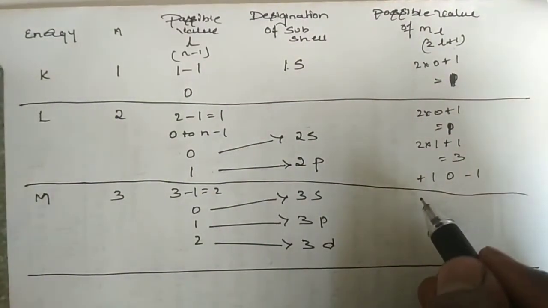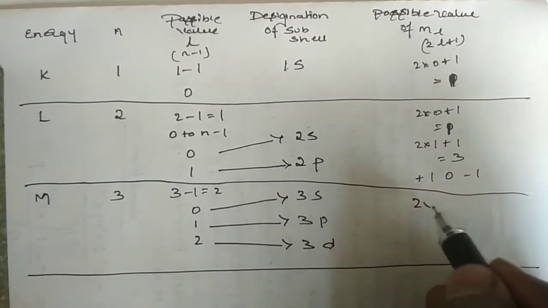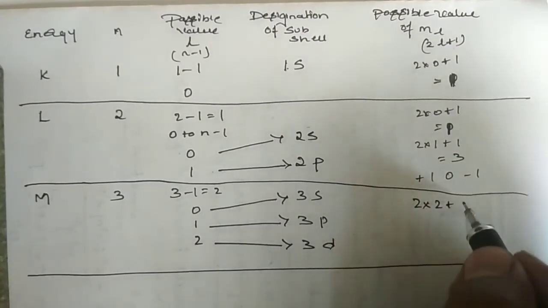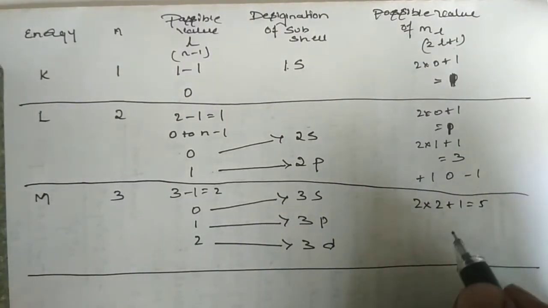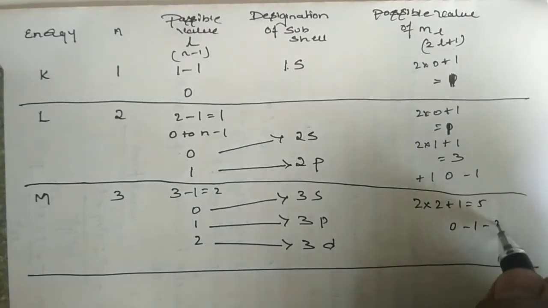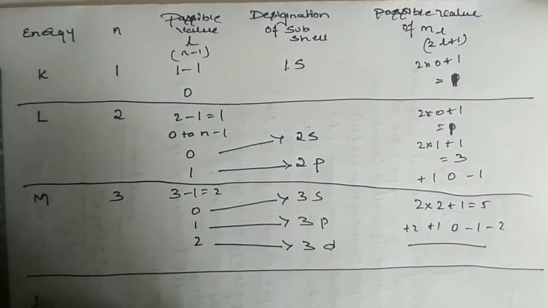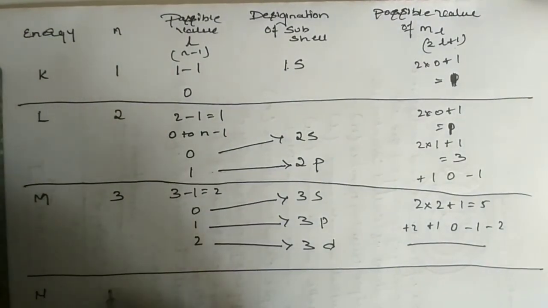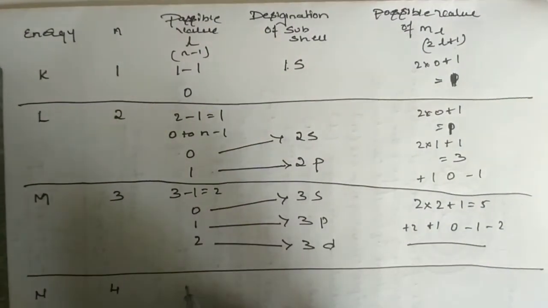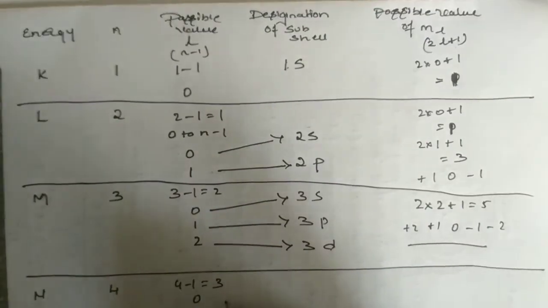You see, 2 into 2 plus 1 is equal to 5. We can write 0, minus 1, minus 2, plus 1, plus 2. We can represent. Next, the last is n equals 4. 4 minus 1 is equal to 3. It must start from 0: 0, 1, 2, 3. Correct?